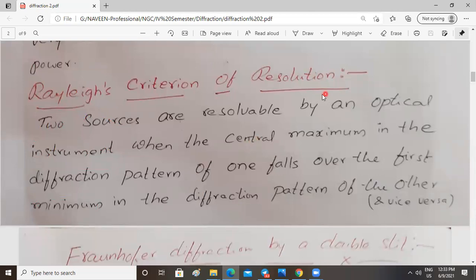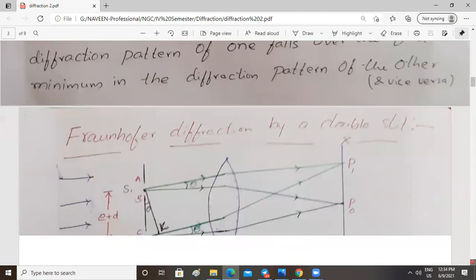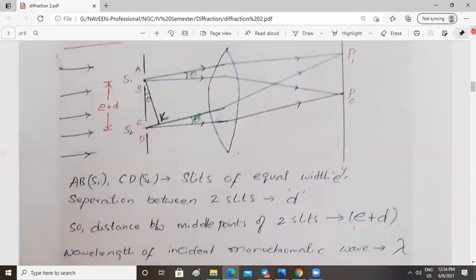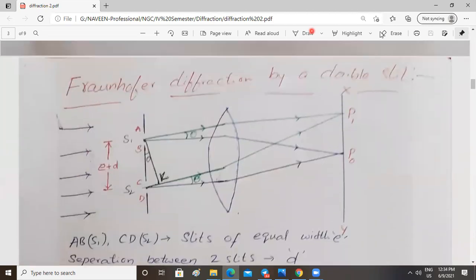Again we will discuss resolution when we discuss diffraction due to a grating. Now we are moving further, that is Fraunhofer diffraction by a double slit. Fraunhofer diffraction by a double slit.